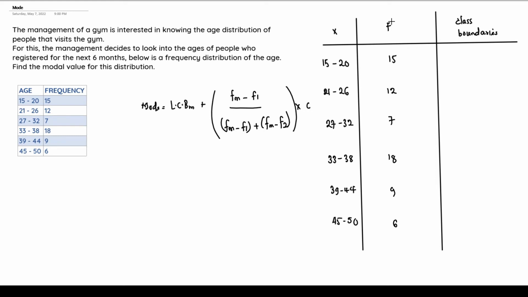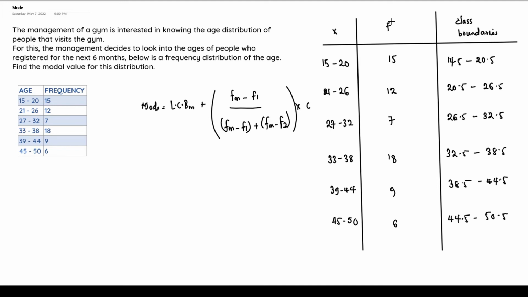So for us to get the class boundaries, we are going to be subtracting 0.5 from the lower class limits and adding 0.5 to the upper class limits. So 15 minus 0.5 gives us 14.5. 20 plus 0.5 gives us 20.5. 21 minus 0.5 gives us 20.5. And 26 plus 0.5 gives us 26.5. And we do the same for all of the other classes.